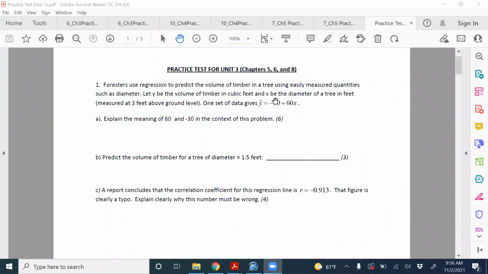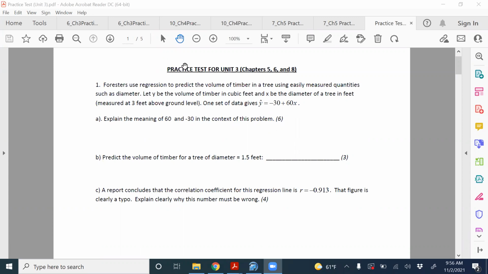There we go. Okay, so you're going to see a combination of questions. Remember, we covered 3 units: linear regression, two-way tables, and sampling. This is a problem on linear regression. Here they're asking you to explain the meaning of 60 and -30 in the context of this problem for the equation that's given to you.